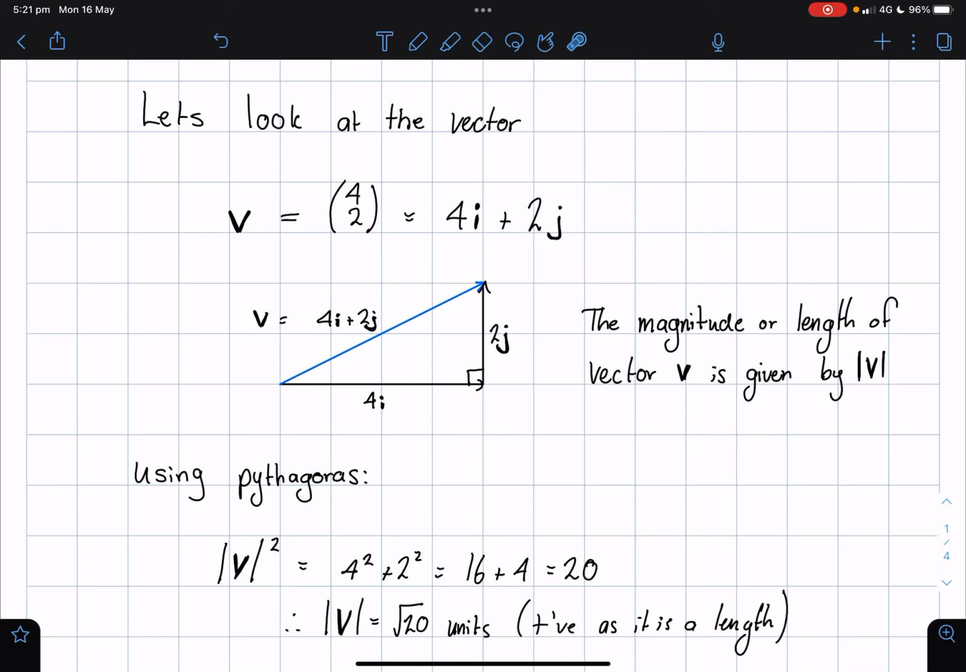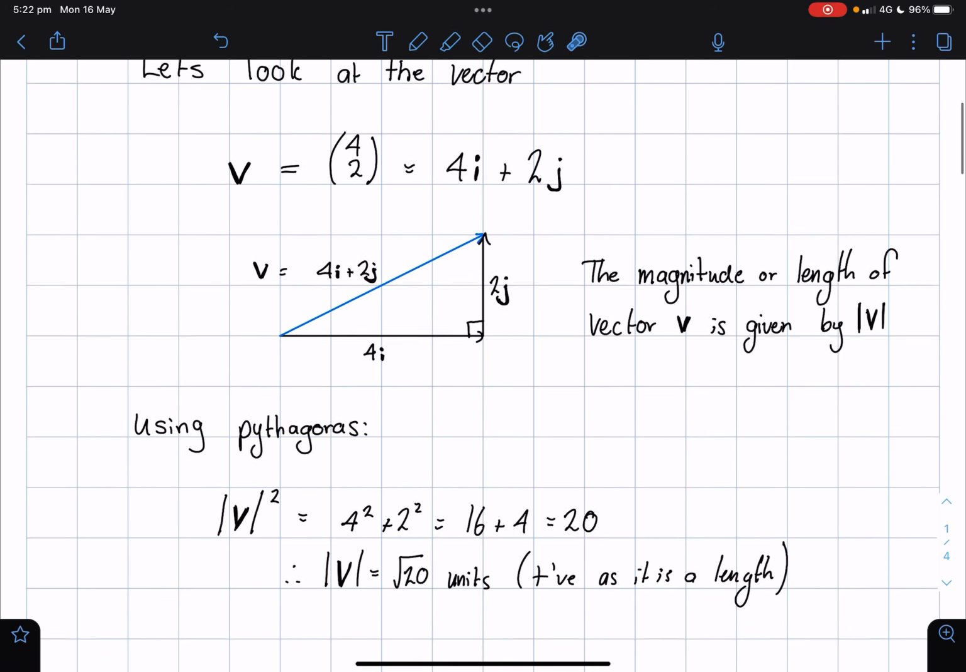Now, usually we've been getting in the habit of writing plus or minus when we take the square root of both sides, but because we're dealing with magnitude and length, it will have to be positive, so we reject that negative value.